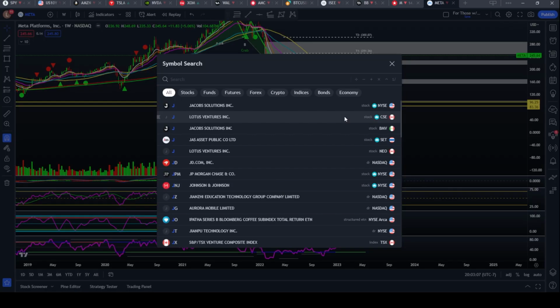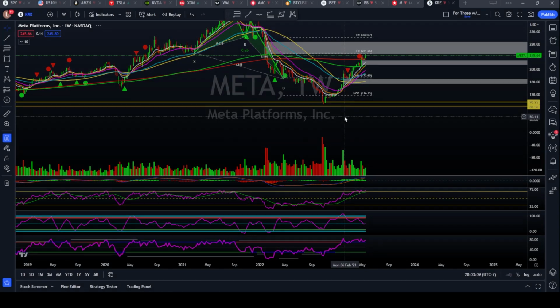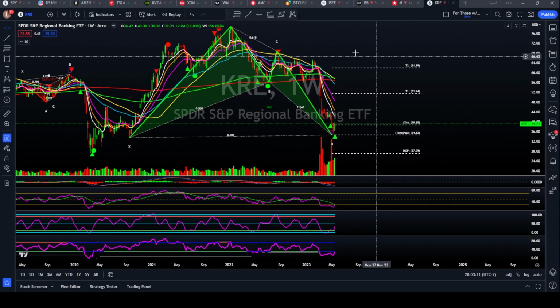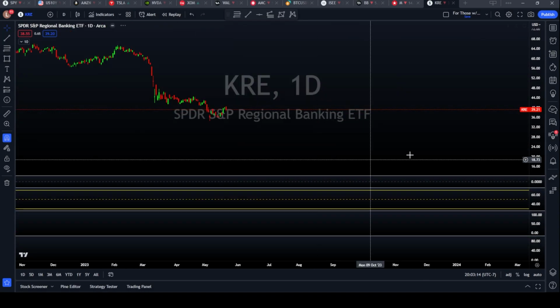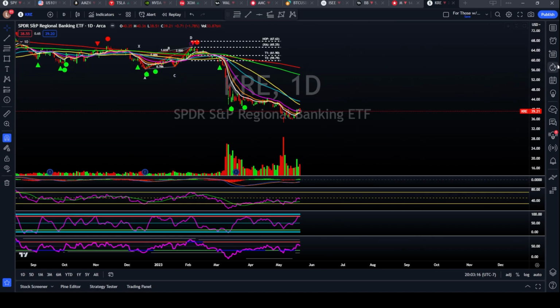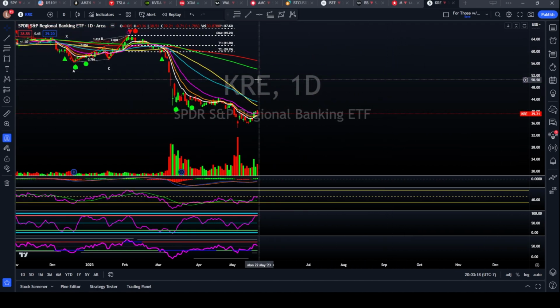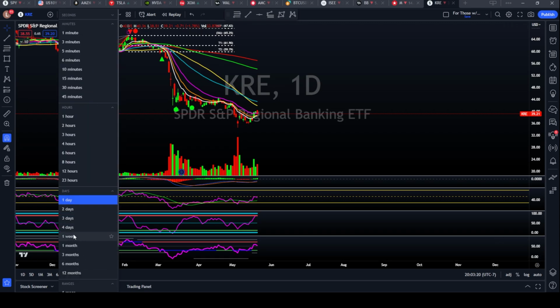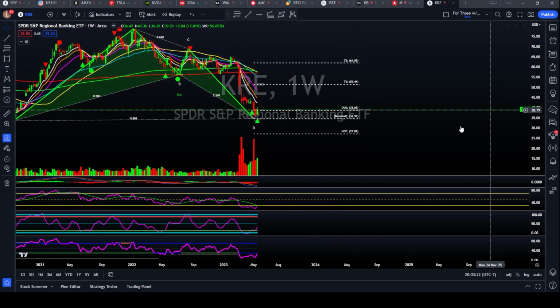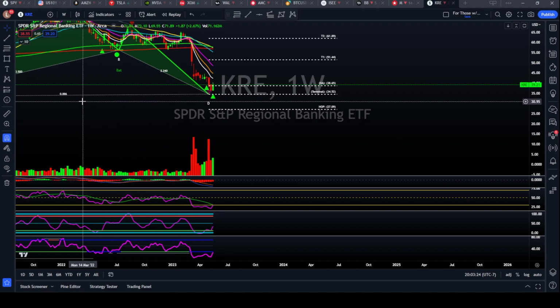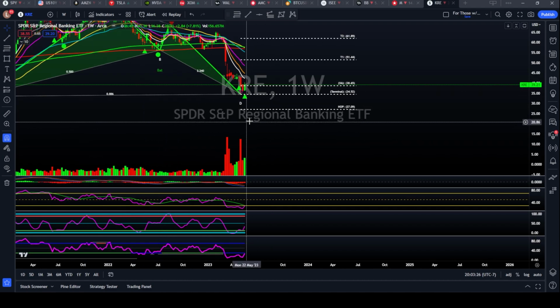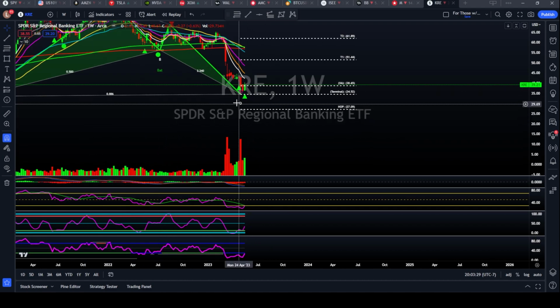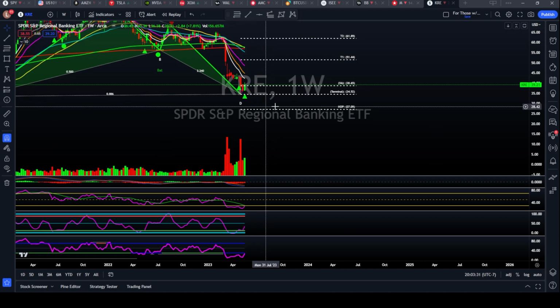I think I'll cover the regional banks here, KRE. Since the banks are still kind of giving us a little bit of trouble in the market, what can we expect with the regional banks, which I think is something we should be taking a look at now. Off of this bullish bat pattern, you did generate an HSI arrow on the weekly.